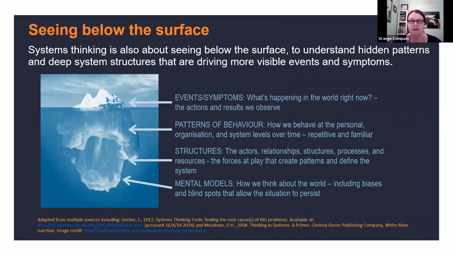It's also about looking beneath. So when we talk about seeing below the surface, what we're trying to say is that there are also hidden patterns. The most obvious ones to us might be events and symptoms, things that are happening in the world right now. For example, we're seeing a pandemic rolling out at the moment. But underneath that, you've got patterns of behaviour, how we're responding to that over time, what's repetitive and familiar, what's unusual, what's happening in that space, and the structures that sit underneath that and actually create the patterns and help define the system. Things like all those things I talked about, relationships, structures, processes, resources, that are really what we might call structural elements, but also mental models, how we think about the world, including all those biases and blind spots.